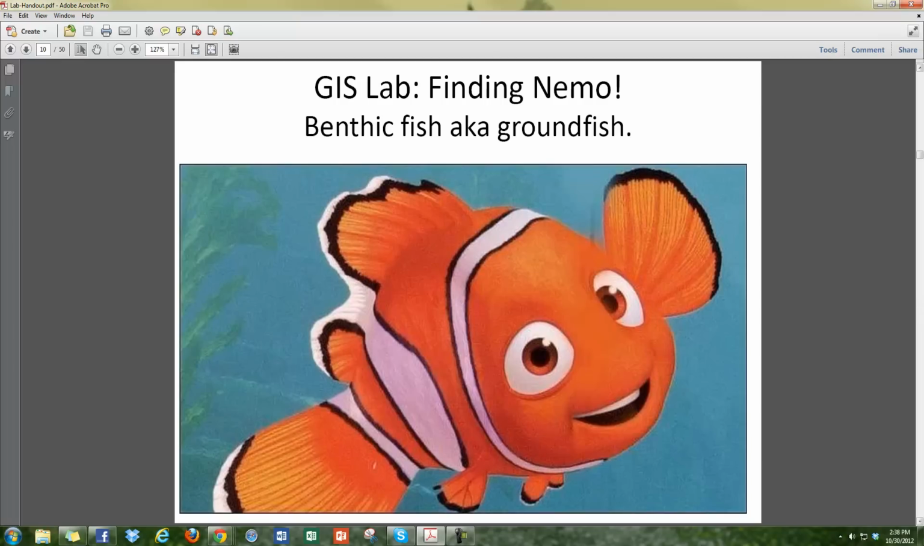So today we're going to take those three parameters and use them to find Nemo. That's what we're doing with our species distribution modeling. We're going to try to map out the habitat where these benthic fishes, also known as groundfishes, or pretty much what's known as Nemo, are found in the ocean. So you can understand how this can have some impact on conservation.